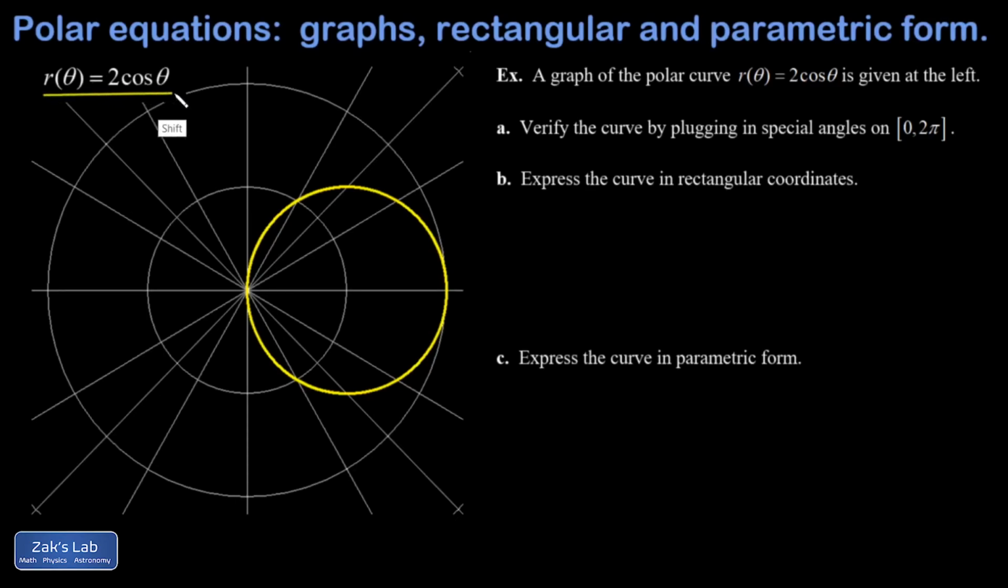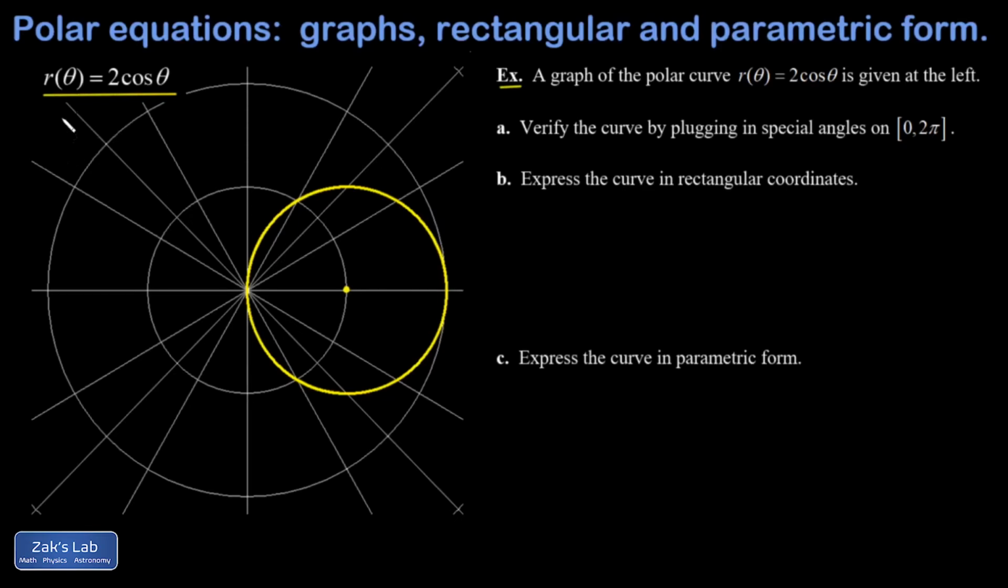So I'm given this equation in the upper left-hand corner. r of theta is equal to 2 cosine theta. And I've already plotted this thing using a piece of software. And it appears to be a circle that's centered at 1, 0 that has a radius of 1. So in our example, in part A, we're asked to verify that this curve works by plugging in special angles on 0 to 2 pi.